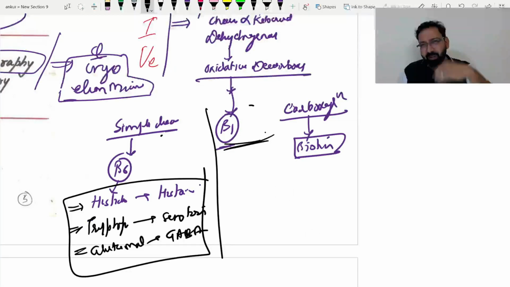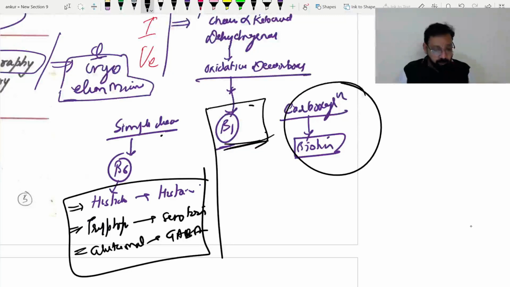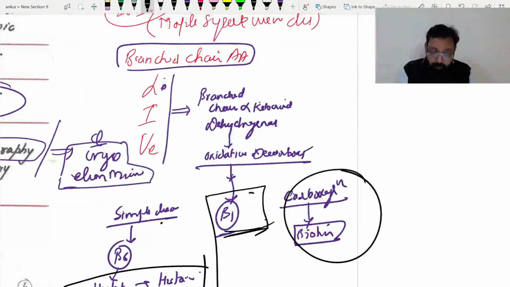Pyruvate to acetyl coenzyme A, cofactor B1. Alpha-ketoglutarate to succinyl coenzyme A, cofactor B1. Carboxylase, biotin. Got the point? So that is oxidative decarboxylation, which I discussed.